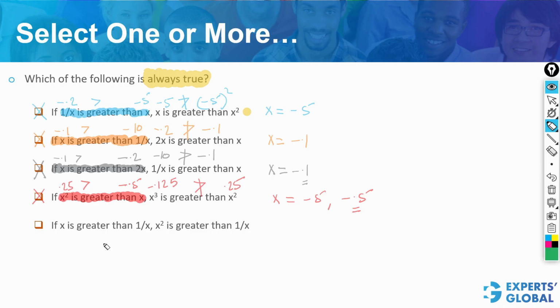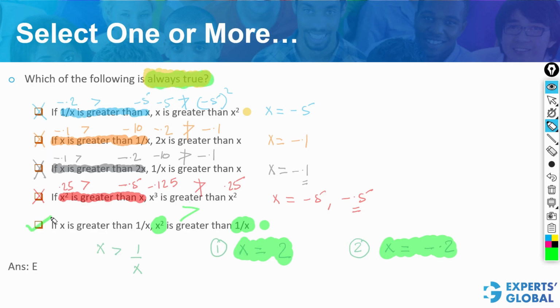Let's look at the fifth answer choice. x is greater than 1 by x under two circumstances. The first circumstance is when x is a sizable positive number such as say 2, and the second circumstance is when x is a small negative number such as say -0.2. However, in both these cases, you will find that x squared is greater than 1 by x. Therefore, the fifth answer choice cannot be eliminated. We can deduce that the fifth answer choice is always true. E is the correct answer.